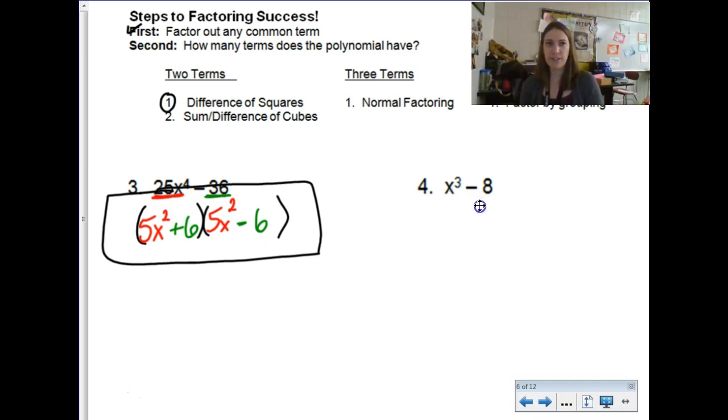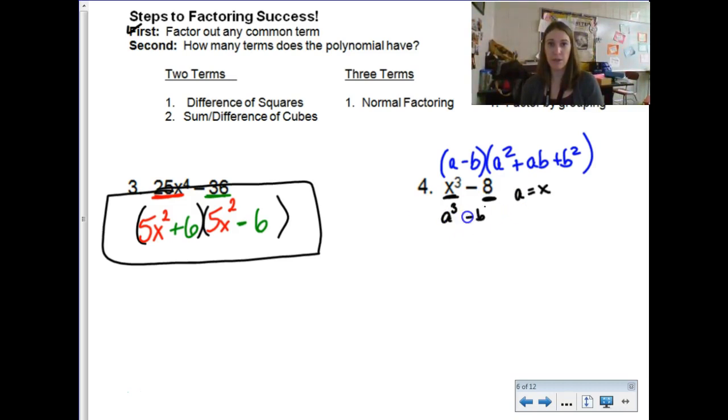All right, number 4. No common factor, so move on to the second step where I see that it is 2 terms, and I have to decide if it's the difference of perfect squares or the difference of perfect cubes. So x to the third power is kind of a dead giveaway. This is the cubic pattern. So we're going to be factoring into, I'm just copying the pattern, a minus b, a squared plus ab plus b squared. As long as you can tell me who a and b are, we're going to be in business. If this is a to the third power, that means a is just plain old x. And if this is b to the third power, that means b is the cube root of 8, which is 2.